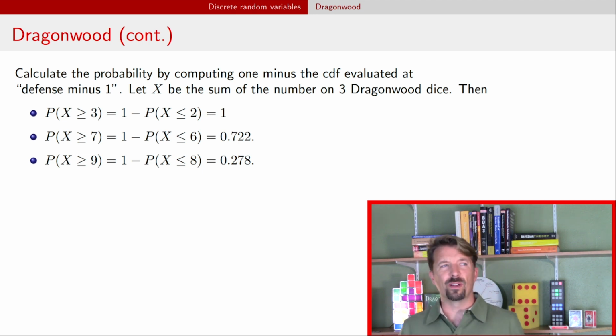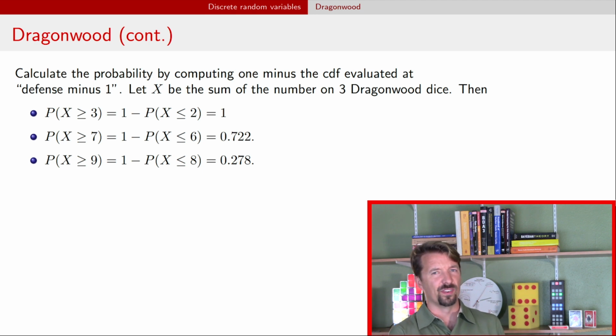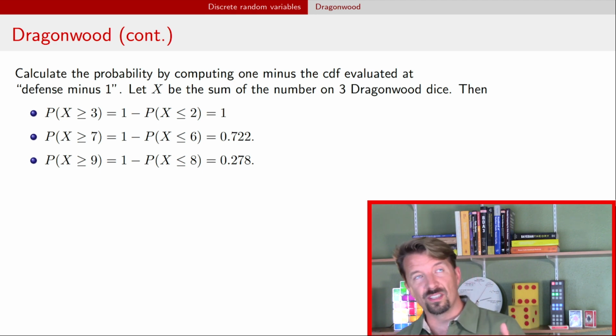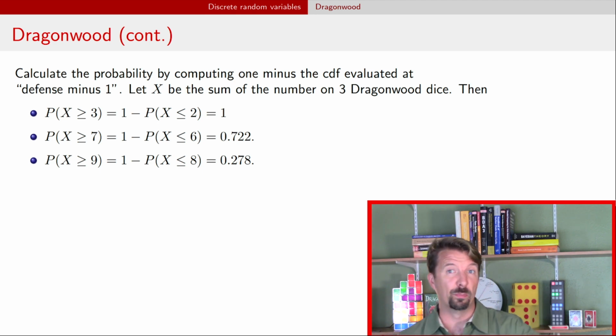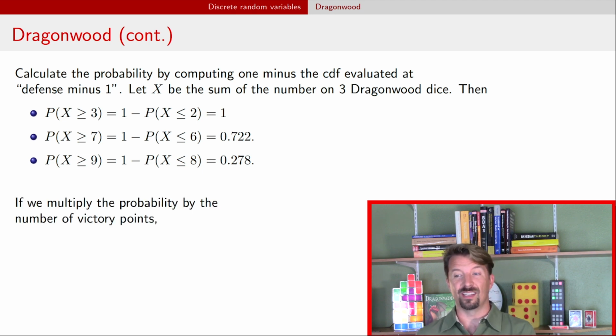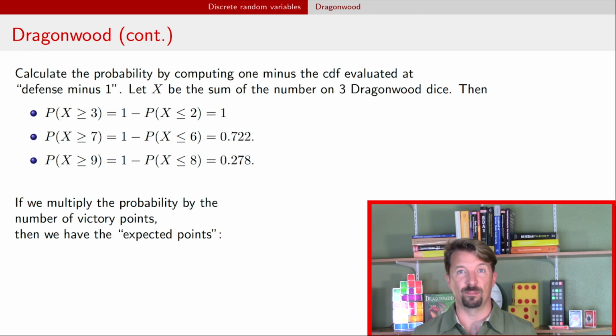That's fine, but we almost already knew this. We knew it was going to be easier to get the 1 victory point monster than the 3, which would be easier than getting the 4. So this really hasn't helped us too much, other than to know the 4 is kind of hard to get. What we might want to do is multiply that probability times how many victory points we would get if we got it, and we're going to call that the expected points.